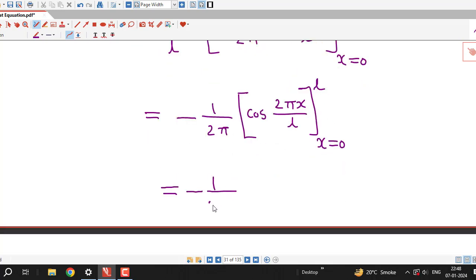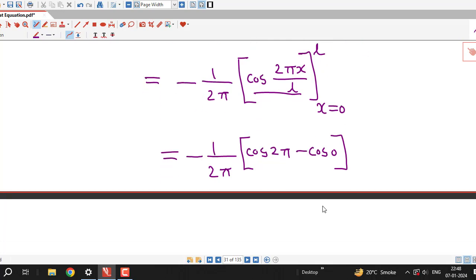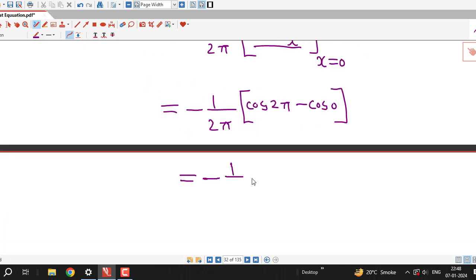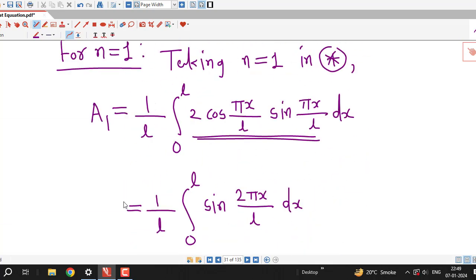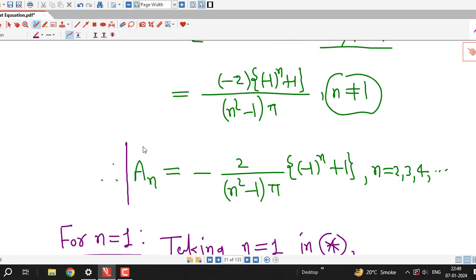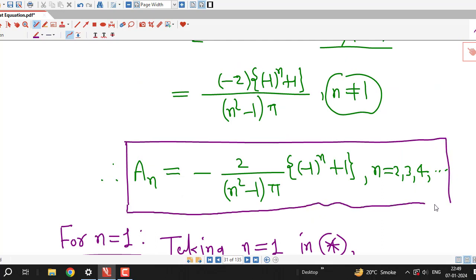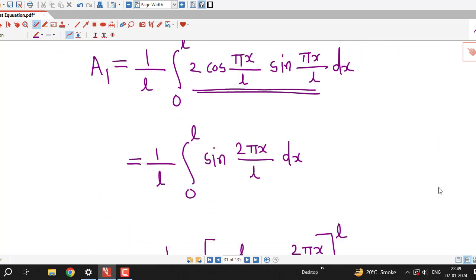So this now I can rewrite as minus 1 over 2 pi. For x equal to L, this becomes cosine of 2 pi, and for x equal to 0, it is cos 0. Cosine of 2 pi is 1 and cos 0 is also 1. That is 1 minus 1 is 0. So we find that the value of a1 is 0. And from n equal to 2 and so on, we have this formula for an: minus 2 divided by n square minus 1 pi, times minus 1 raised to n plus 1.